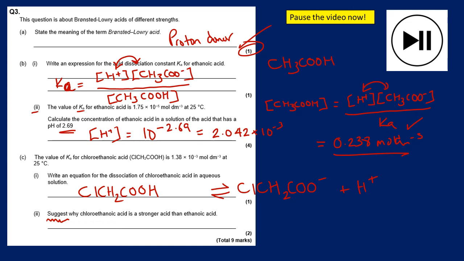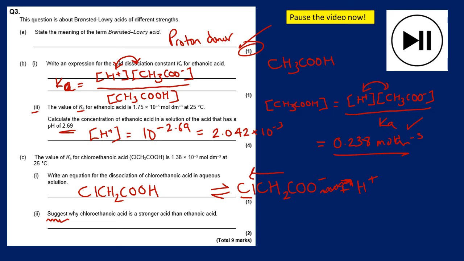So think logically, what's happening? The fact that it's a stronger acid means that this proton is being released more readily or more easily. Why might that proton be released more readily when you've got a chlorine here instead of a hydrogen? Well, the chlorine is electronegative. The chlorine is drawing electrons towards itself, which means that proton can be more easily released. So there's your 2 marks.